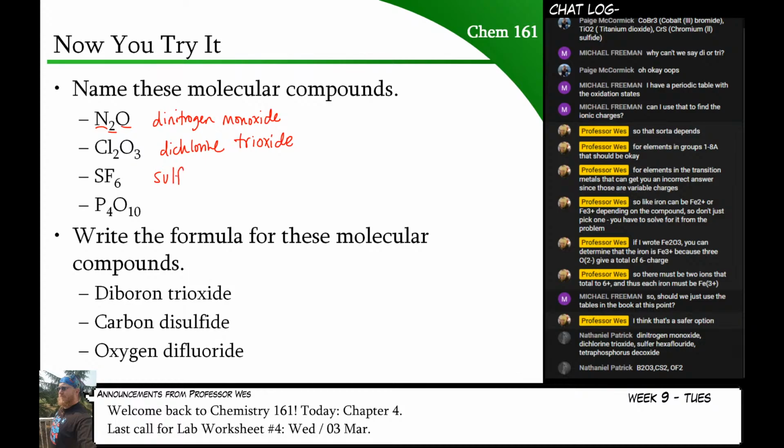SF6, we got one sulfur. Don't put mono on the first element. We'll just put sulfur. And then 6 is hexafluoride. Wait, how can you bond 6 things to a single atom? I thought 4 was the limit. We'll talk about that tomorrow. Maybe tomorrow, maybe Monday. And then finally for P4O10, we have tetraphosphorus decoxide.